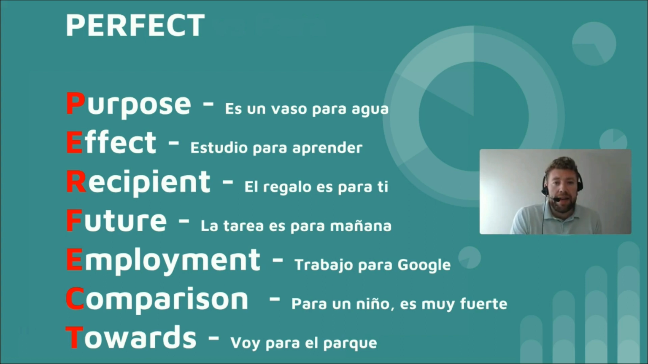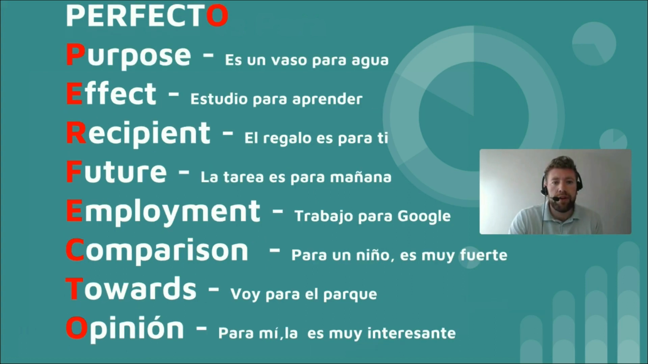So that's it. As a bonus, and to make it Spanish, we'll turn it into perfecto, and we'll also put in your opinion. So para mí, that's an error. Para mí, la información es muy interesante, o para mí es muy interesante. For me, the information is very interesting, or for me, it's very interesting.